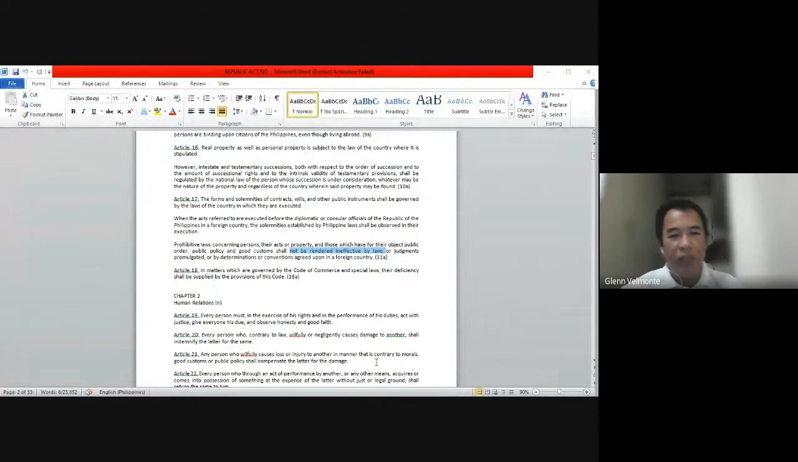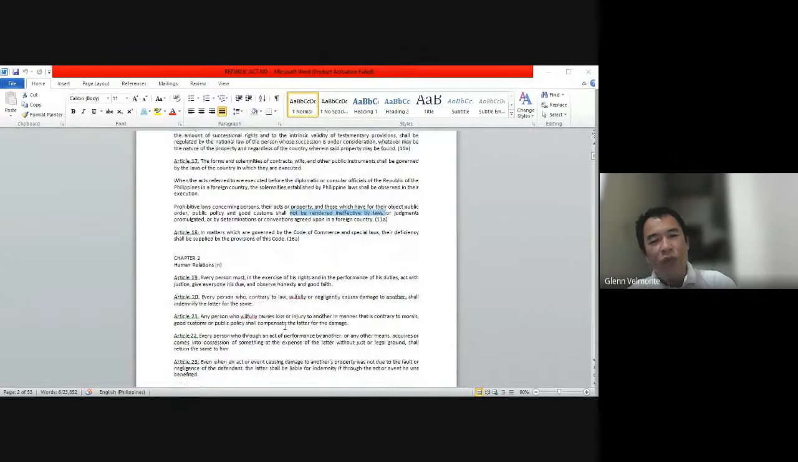Now let's proceed. The one I was talking about a while ago will not help you. This one will help you. Article 20. Every person who, contrary to law, willfully or negligently causes damage to another shall indemnify the latter for the same.